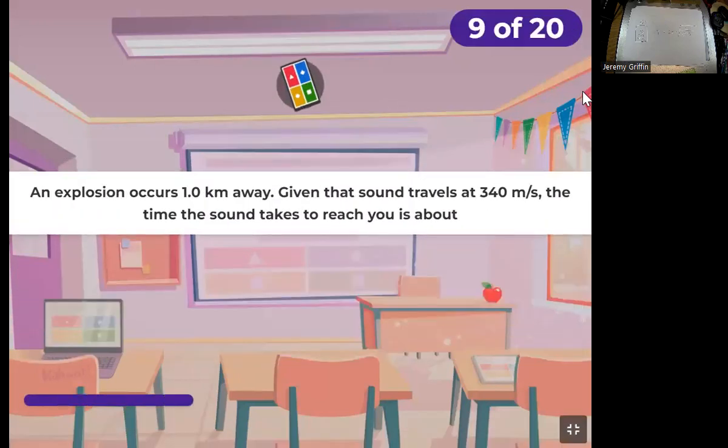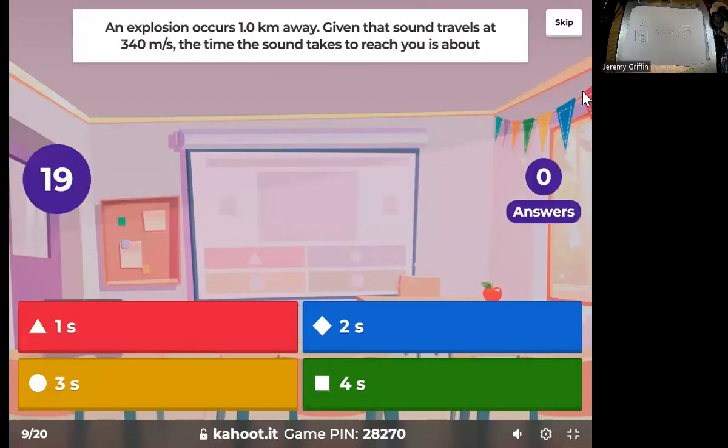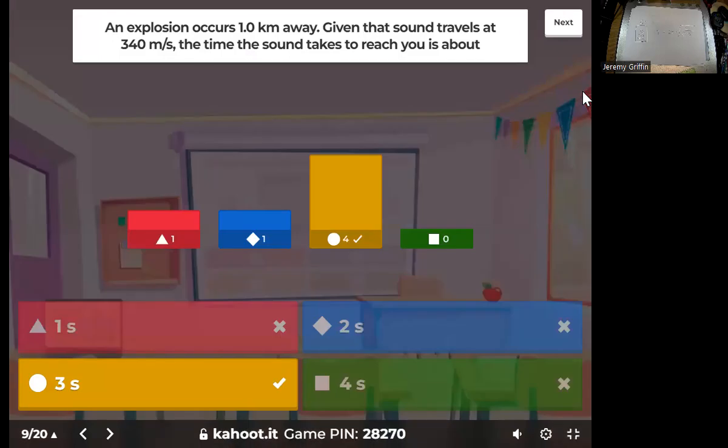An explosion occurs 1,000 meters away. Sound travels at about 340 meters per second. How much time to reach you? Pretty close to 3 seconds. Take 1,000 meters, divide by 340 meters per second, really close to 3 seconds.